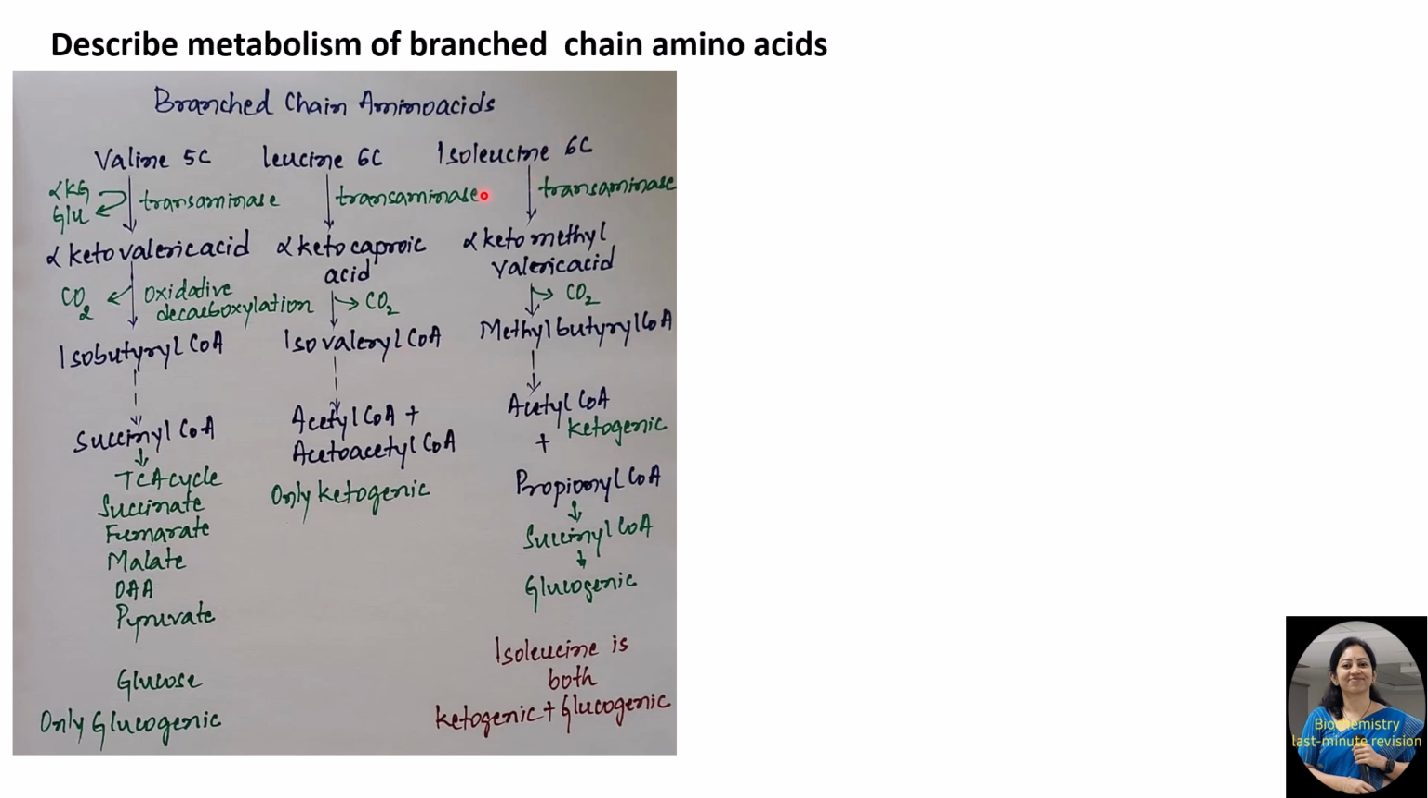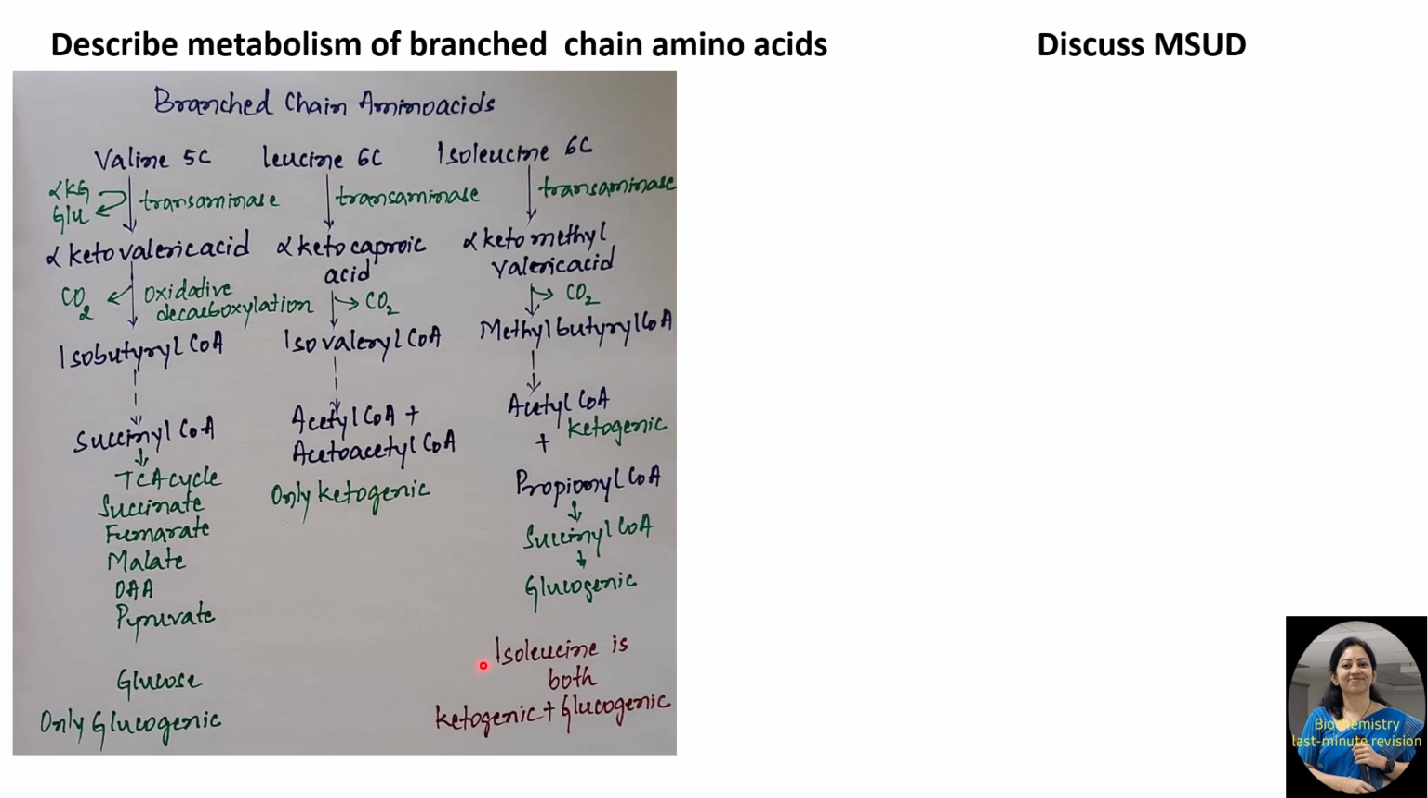Coming to the end product of isoleucine metabolism, it ends with the formation of acetyl CoA and propionyl CoA. As you all know, acetyl CoA is ketogenic and it will enter the ketogenic pathway. Propionyl CoA gets converted to succinyl CoA. It will enter into TCA cycle and gets converted to pyruvate, and pyruvate gets converted to glucose. So it is glucogenic. So only isoleucine is both glucogenic and ketogenic. So I repeat, valine is purely glucogenic. Leucine is purely ketogenic, whereas isoleucine is both glucogenic and ketogenic.